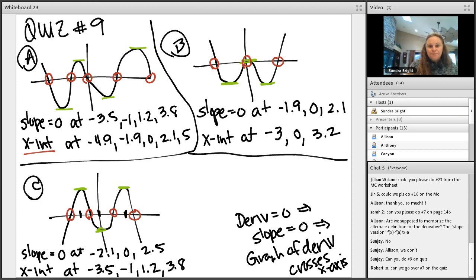All right, so now the graph of the derivative, right? Its x-intercepts will be where the slope is 0 for the original graph. So you want to look for values that match. And so here's what I noticed. I noticed the negative 1.9, 0, and 2.1 matched when these guys' slopes were 0. Which would mean that A is the derivative of B.